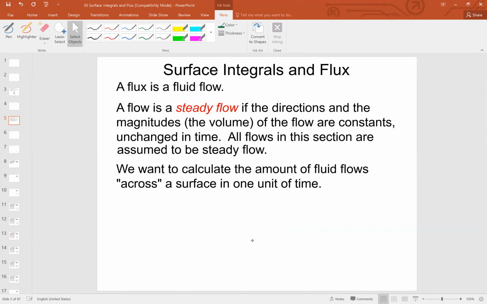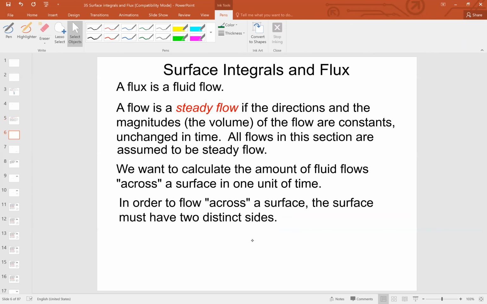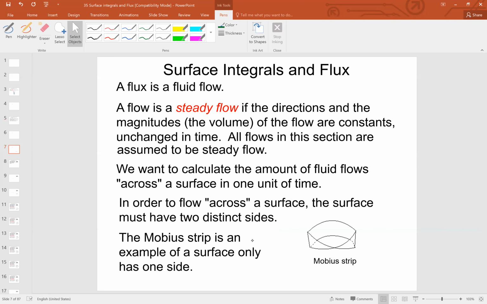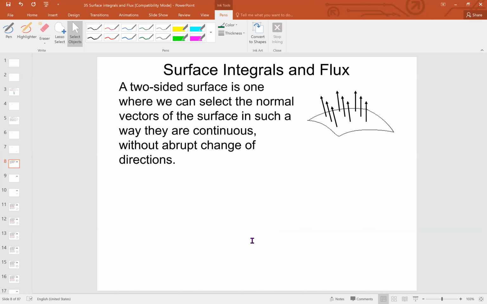So we want to calculate the amount of fluid flowing across a surface in one unit of time. We have to be careful with the word across here, because in order to talk about across, the surface must have two sides. There are surfaces we cannot define as having two sides. It's impossible: the Mobius strips. We'll get to it. Well, first, we define a surface.